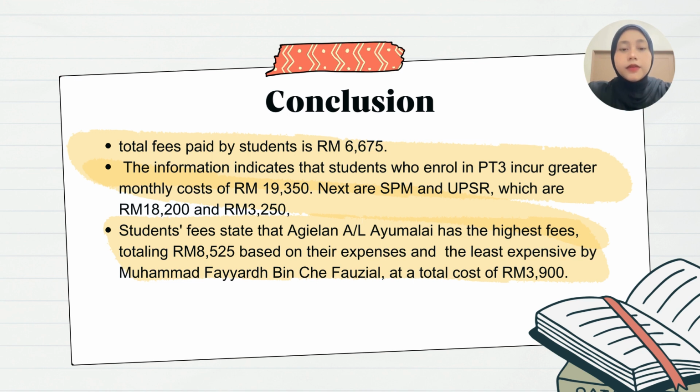For fees by month, students registering in January are higher than other months. Students' fees show that Agilan Anak Lelaki Ayu Malai has the highest fees, totaling RM 8,525 based on their expenses. The least expensive is Muhammad Fayed bin Cik Fauzian at a total cost of RM 3,900.